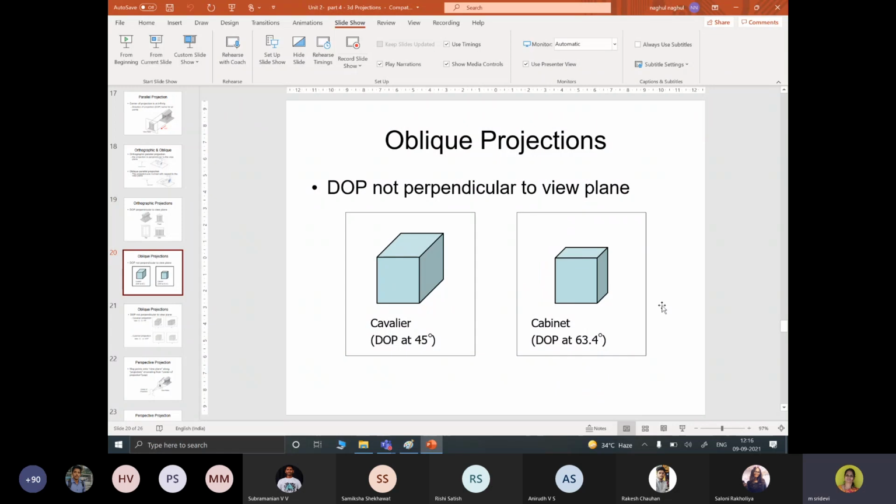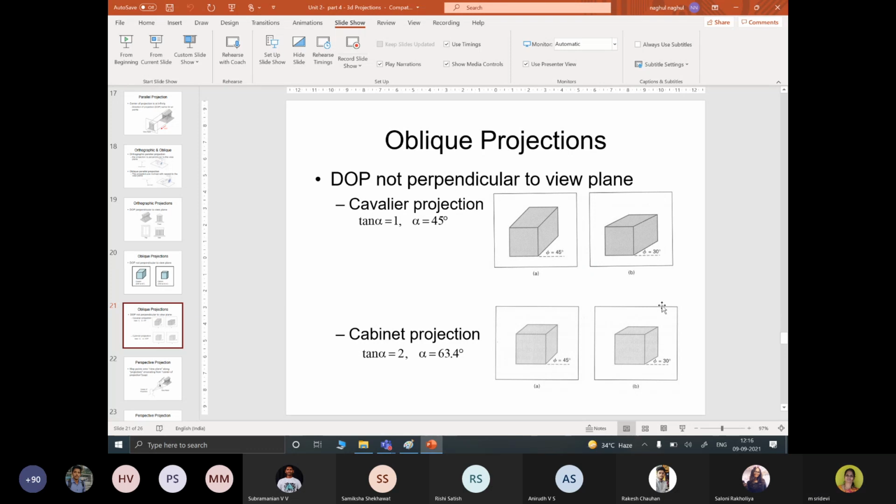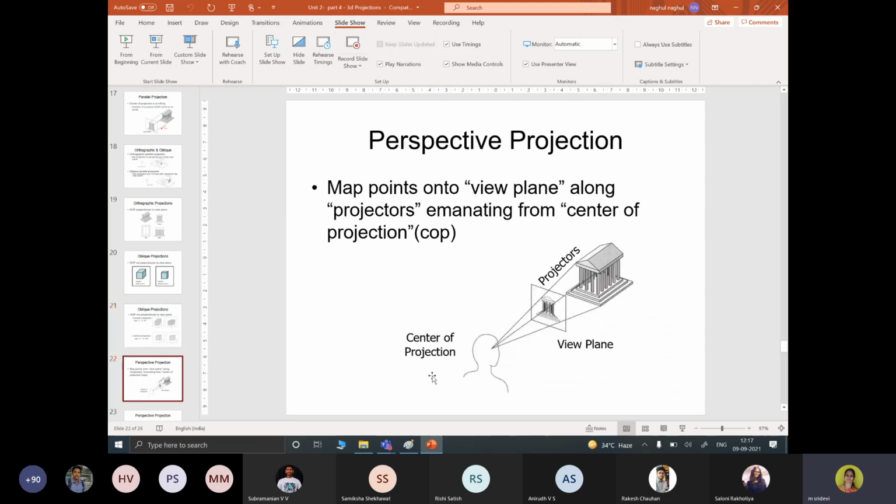With this, we have two different kinds of oblique projection. One is cavalier projection, where the angle of projection is 45 degrees, and cabinet projection, where the angle of projection is 63.4 degrees. This shows clear examples of cavalier projection and cabinet projection. The angle alpha inclined with cavalier is 45 degrees. The angle alpha inclined with cabinet projection is 63.4.